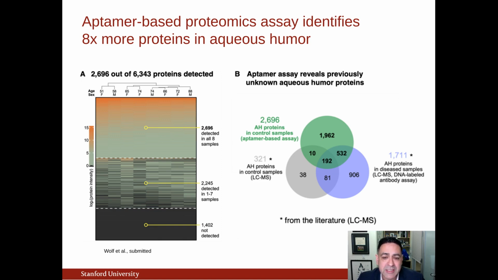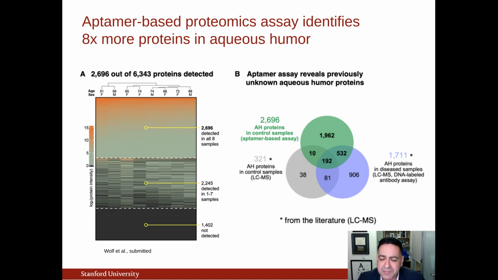Below that, you can see another 2,000 proteins that vary between patients, and then finally 1,400 proteins on the array, but where none of the proteins were identified in any of these samples.